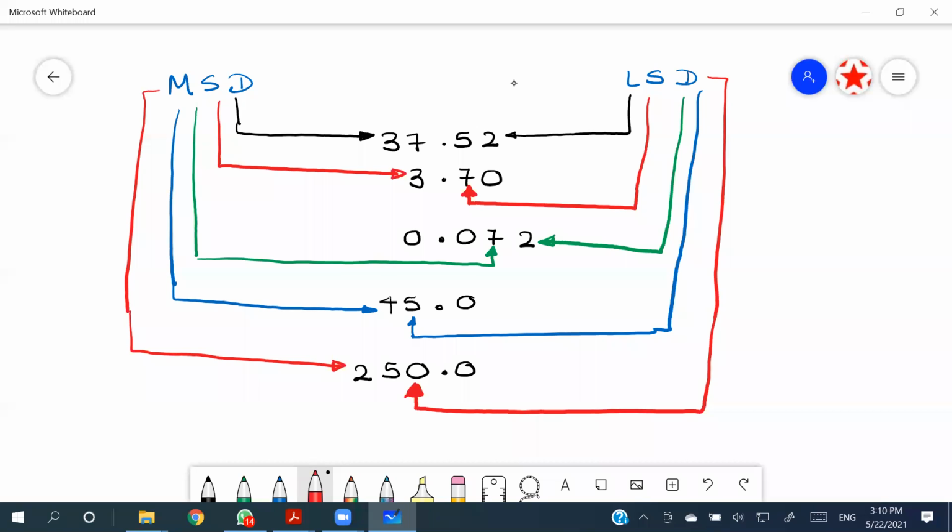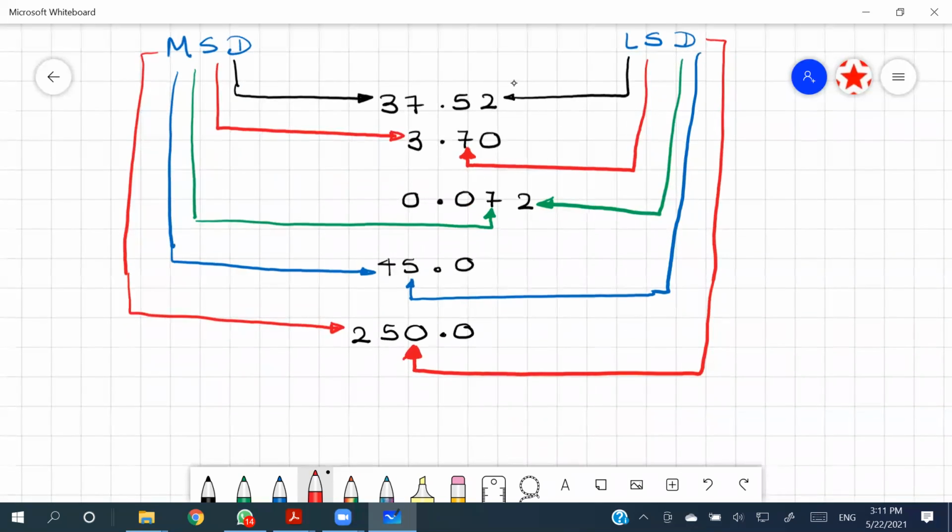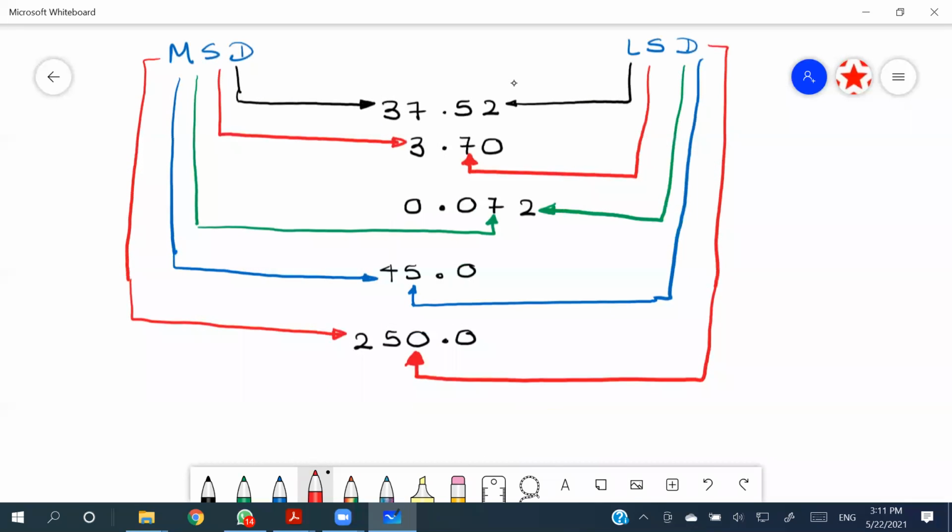We omit the 0 of the decimal part, right? The fractional part, but not in the whole number part. 250, it's a whole number. So 2 is going to be the MSD and 0 is going to be the LSD in the 250, not the 0.01, right? And let me give you another, like 0.002.